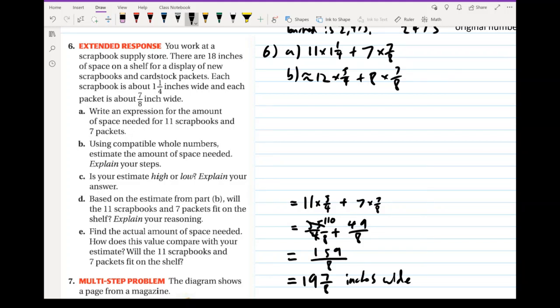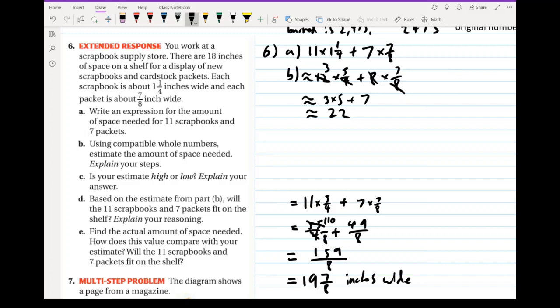12 can be divided by 4 easily. That becomes 3. 8 and 8 will cancel out. So our expression becomes 3 times 5 plus 7, which is 15 plus 7, which is 22. That's an approximation. It's not exactly the same. You can see that our estimate is quite a bit far off from the actual 19 and 7 over 8 at the bottom. But that's an estimate. Hopefully I didn't do anything wrong.